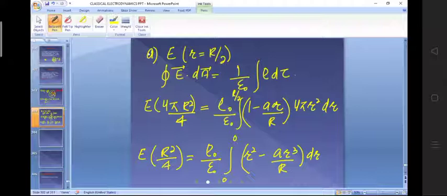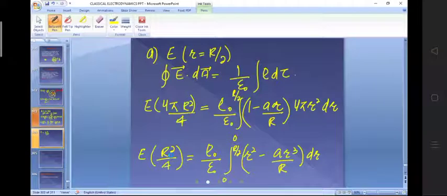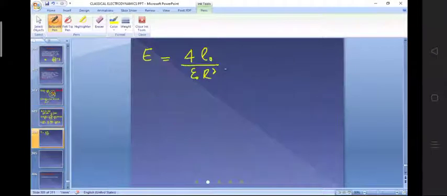Then the electrostatic field will be equal to 4 rho naught divided by epsilon naught multiplied by r square. Then the integration of this: what will come here, beta? Integration of r square is r cube divided by 3, and here will come r to the power 4 divided by 4.